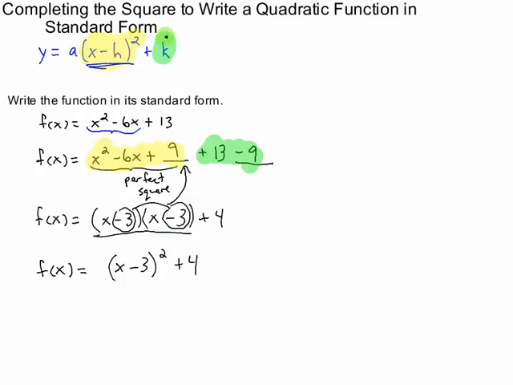And so that looks just like this, except we're missing this a, right? If you don't know what that is, it's simply a positive 1 if you want to write it on there. And now you could find the vertex. The vertex would be positive 3 comma negative 4. Sorry, positive 3 comma positive 4.